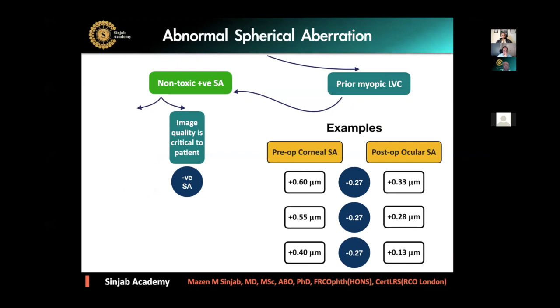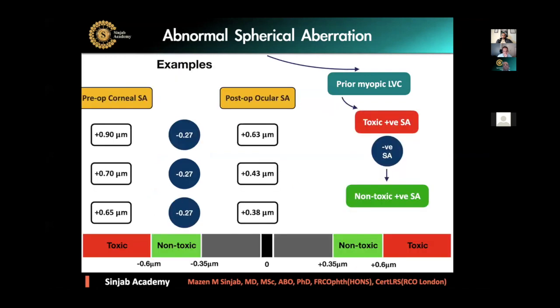These are examples. If we want to negate it, for example, pre-cataract, this is post-myopic, the patient has plus 0.60, we have to implant the minus 0.27 in order to reduce it as much as possible. And for the other examples. And if it is toric, we have to negate it and push it towards the non-toric positive spherical aberration. Okay, and these are some examples.